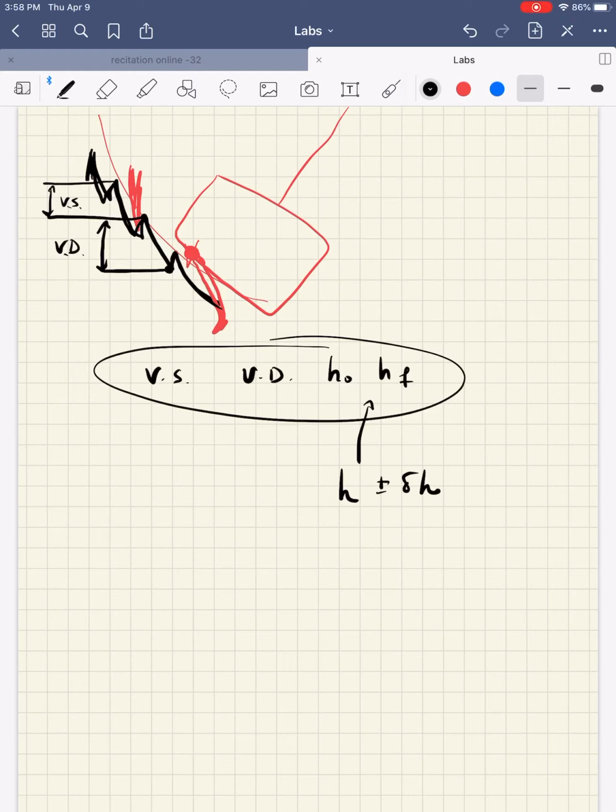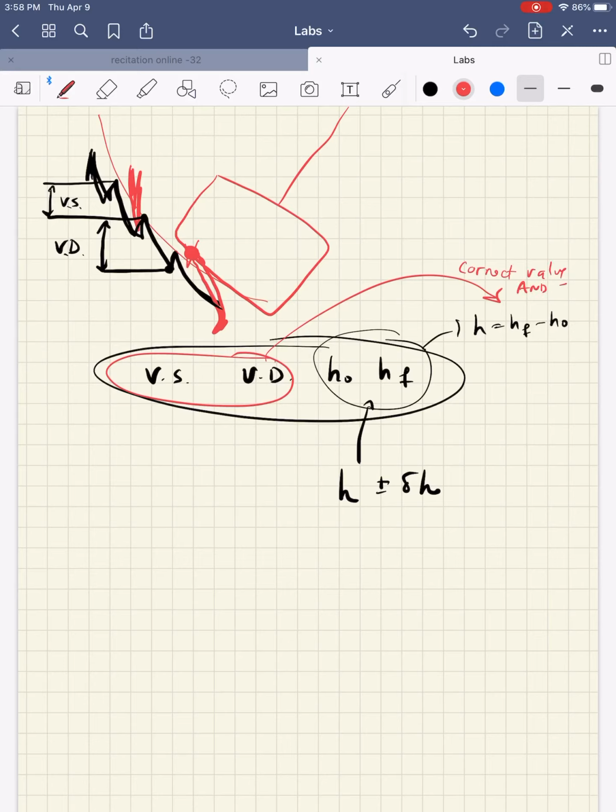So typically, without these correctional values of vertical spacing and vertical drop, normally H would just be H final minus H naught. But what the vertical spacing and drop are doing is they're allowing you to correct this value and find the uncertainty in H.